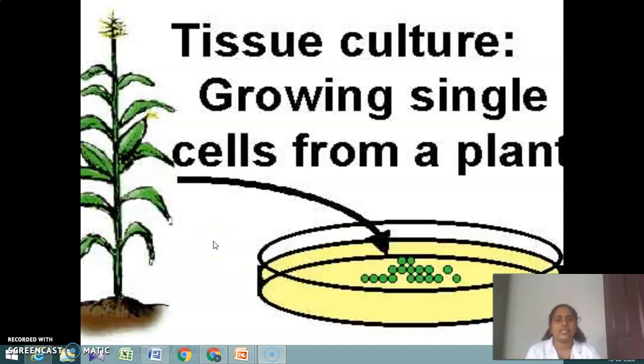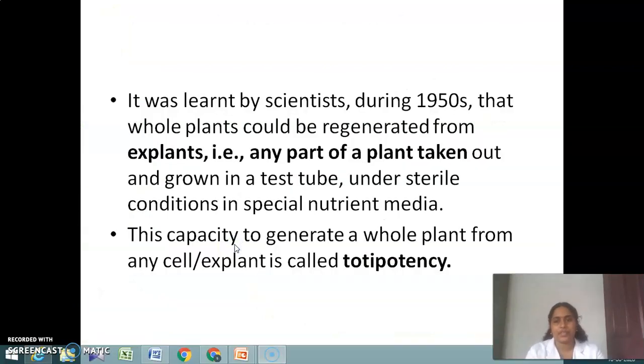And the last topic is tissue culture. Growing a single cell from a plant, isn't it? And we can produce a new plant from this explant. I know you studied about tissue culture in lower classes. It was learned by scientists during the 1950s that a whole plant could be regenerated from an explant, that is any part of a plant taken out and grown in a test tube under sterile conditions in special nutrient media. This capacity to generate a whole plant from any cell or explant is called totipotency.